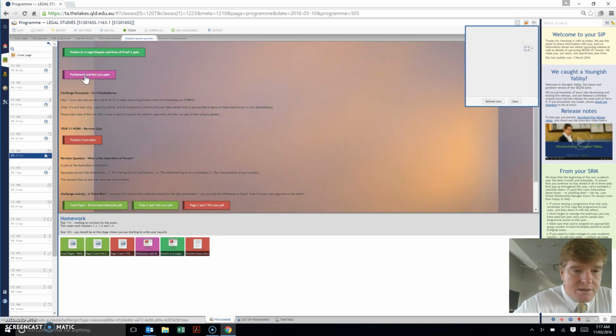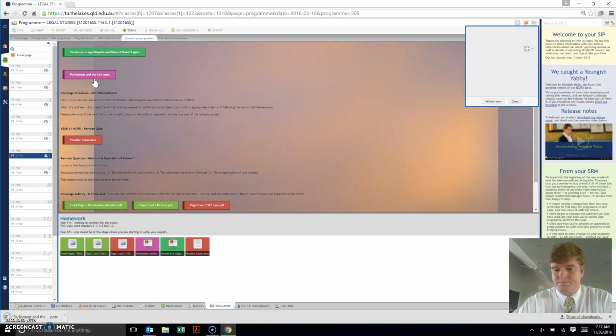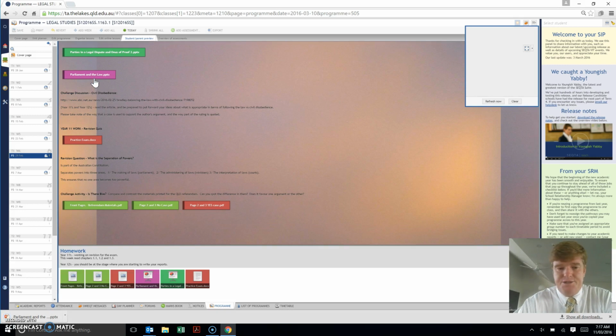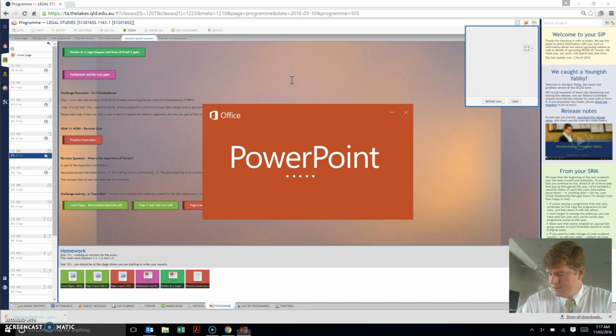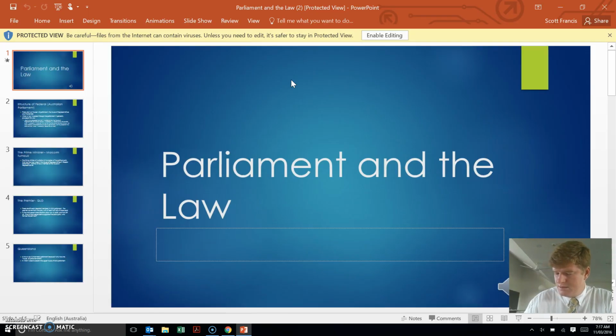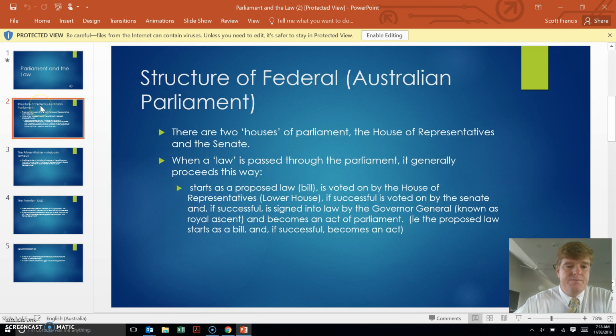Next we look at Parliament and the law. Now we're going back to statute law, law made by acts of Parliament. In the federal Parliament, the Parliament in Canberra, the Australian Parliament, where Malcolm Turnbull is Prime Minister and Bill Shorten is Leader of the Opposition, there are two houses of Parliament, the lower house and the upper house, known as the House of Representatives and the Senate.